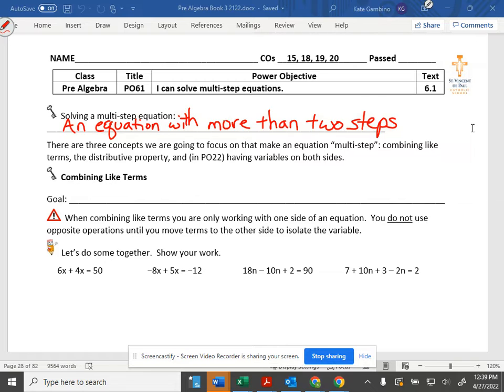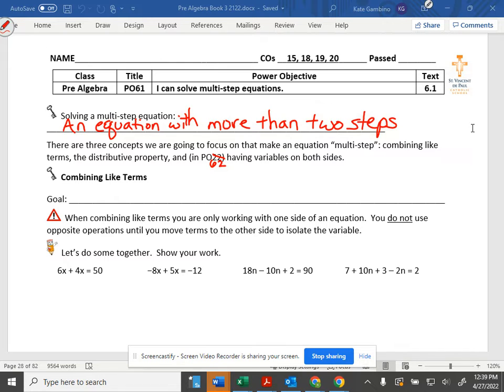There are three concepts we're going to focus on that make an equation multi-step. Combining like terms, we talked about that. The distributive property, we've talked about that. And in PO62, we're going to have variables on both sides of the equation. So we're going to learn what we do when it's on both sides. So that's coming up. Not focusing on that one today.